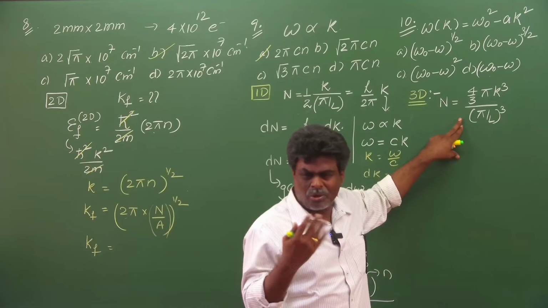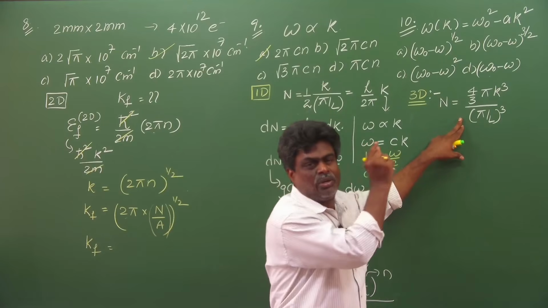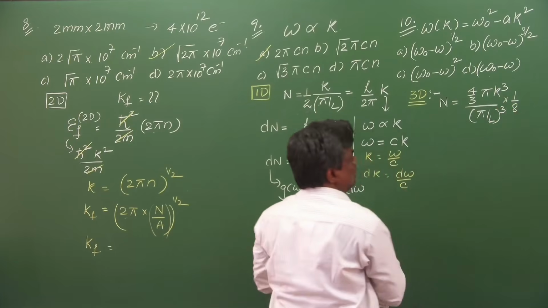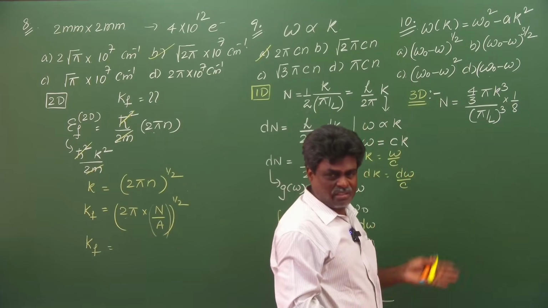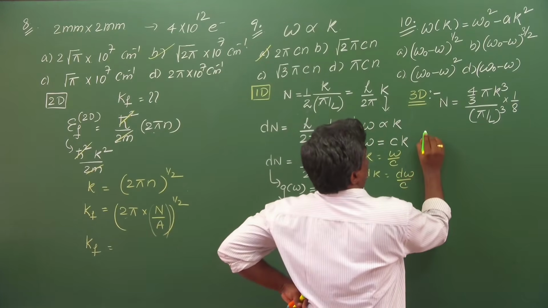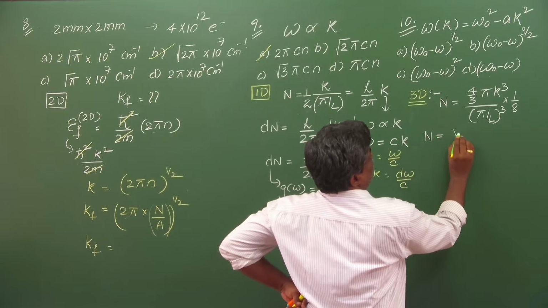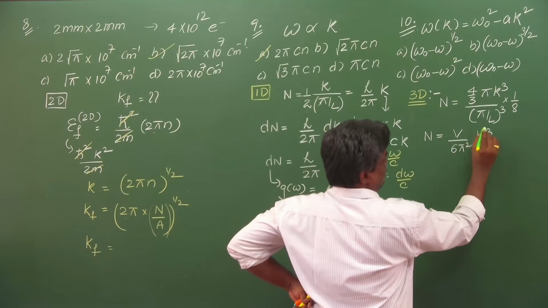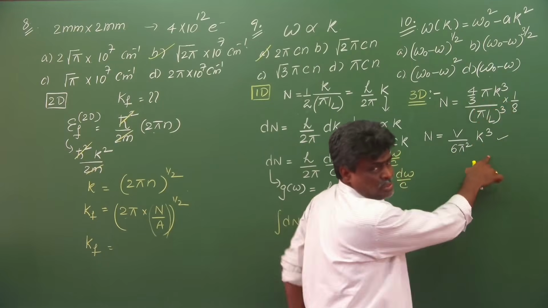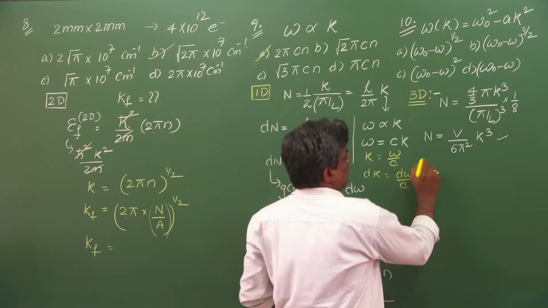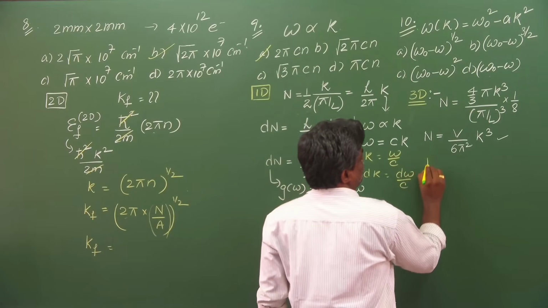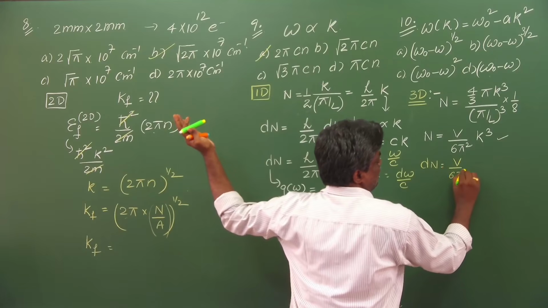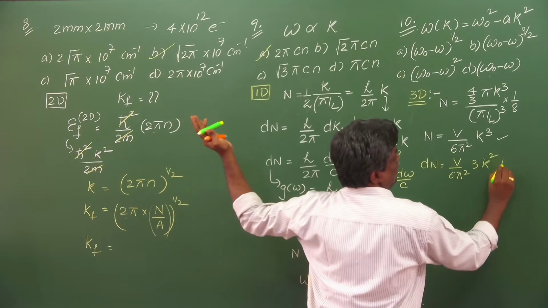Because it's not possible to remember each and everything, that's why I told you how we got this. Into how much? 1 by 8. He's asking proportional. So this is V by 6 pi square k cube. At least either this or this you must remember. Otherwise we can't do anything. Now finally, ready. So dn equal to V by 6 pi square 3k square dk.